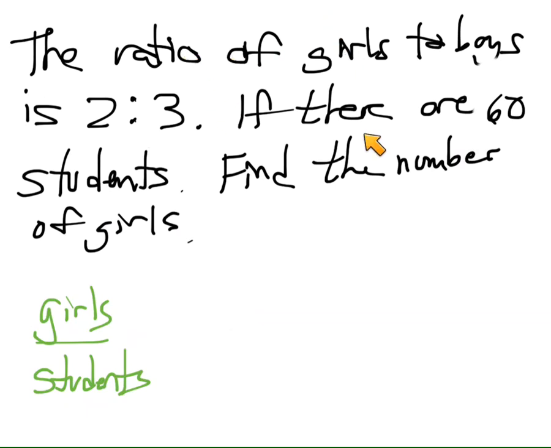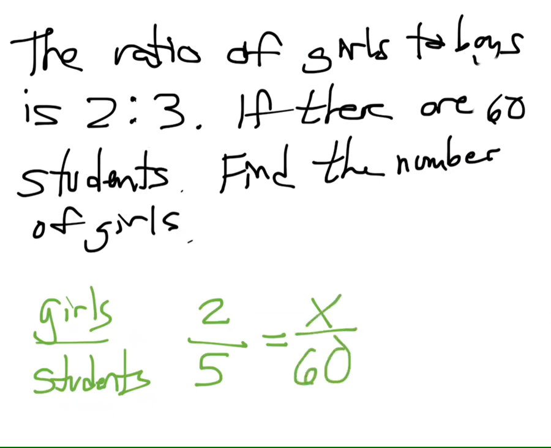So I know there are 2 girls to every 3 boys, so that means there must be 2 girls to every how many students? Yeah, good. 5, right? Because there would be 5 students there. So since I went girls to students there, now I could go girls, which is unknown, to students here. If this was girls to students, this had to be girls to students.